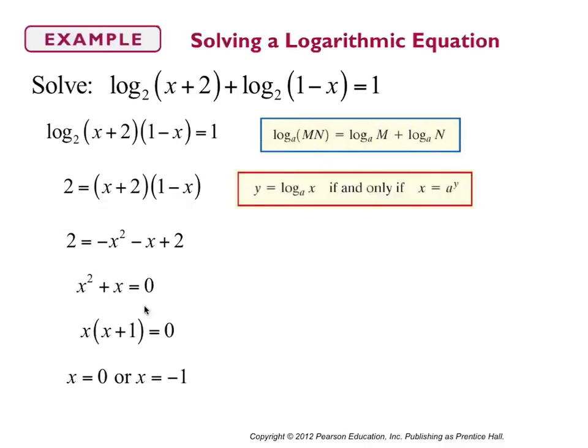Now again, you need to check these answers. The answer can be negative, but when you plug it in, you cannot have log of a negative number. So if we plug 0 in, we have 0 plus 2 is 2, that's fine. 1 minus 0 is 1, that's also fine. Negative 1 plus 2 is 1. 1 minus negative 1 is 2. So those are both solutions that are in the domain. So it's okay to have negative 1 as a solution. You just can't have it be negative when you actually plug it back in here.